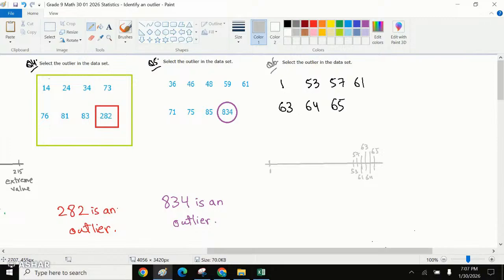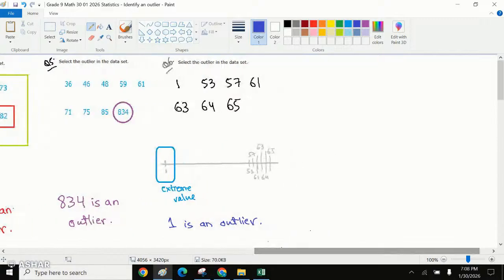Okay, so the minimum number can also be an outlier because it's an extreme value. So can we say over here that this one, the one over here, is an extreme value? Extreme can be on either sides. Extreme means having a huge difference. So what we can say over here is 1 is an outlier, right? Any value that is not within the range would be an outlier.